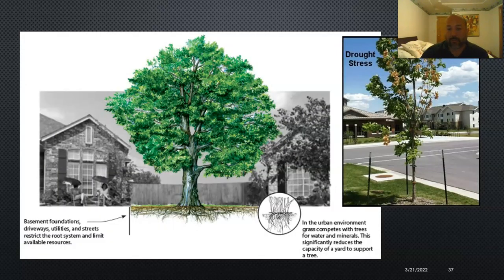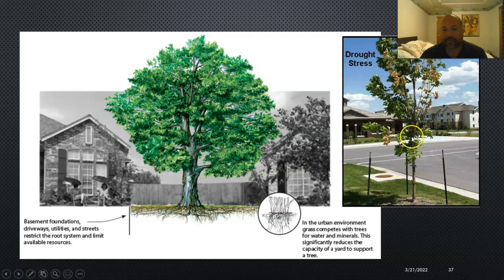Here's one idea of that, where we're looking right here and we see these basement foundations or driveways, whatever it is, restricting the root system of this tree. In the urban environment, you can also get heavy competition from grass. So this tree may look fine, but then all of a sudden, if this tree starts having issues, well, is it competition with the grass? Is it the roots being restricted and not being able to get what they need? Is it the houses next door causing extra heating, or restricting some branches from getting the sunlight that they need? Is it a watering issue? There are all sorts of different things that could be causing the problem.